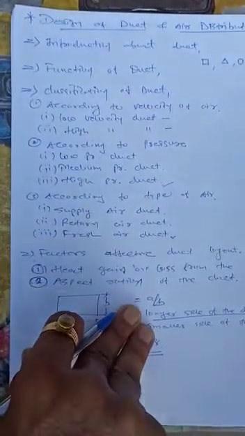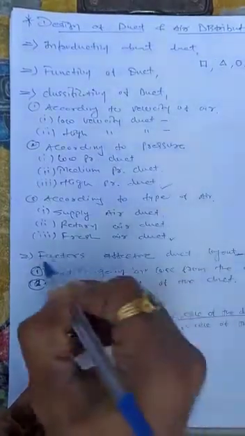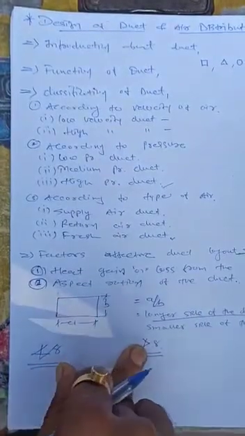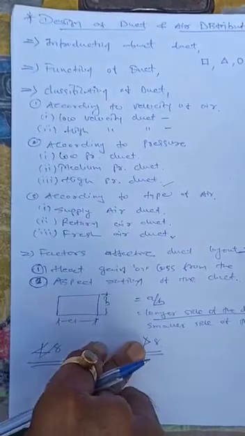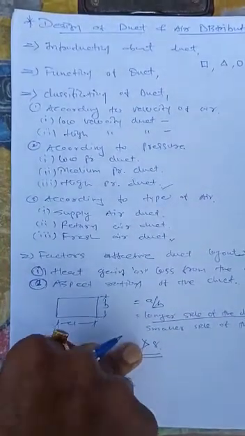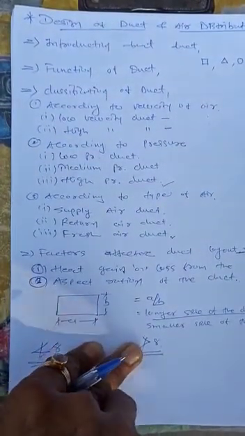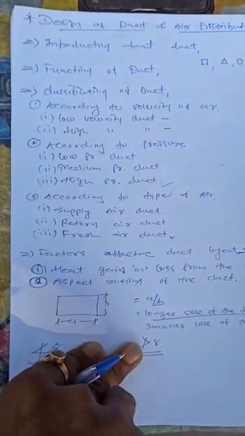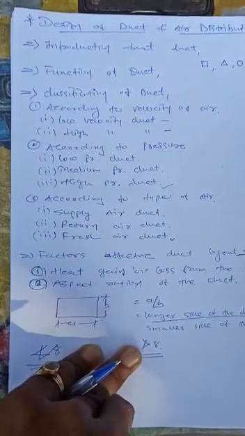Next are the factors affecting the design of duct. Basically, four factors affect the design of duct. First is heat gain and loss from the duct, very important. Second is aspect ratio of the duct. Third one is duct friction. And fourth one is type of fitting.